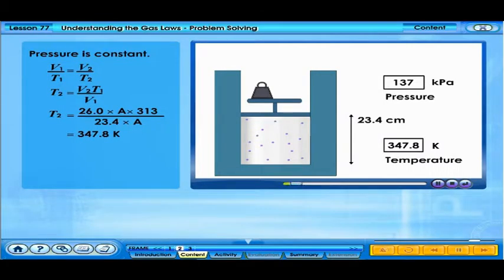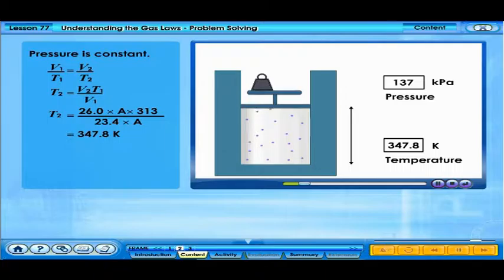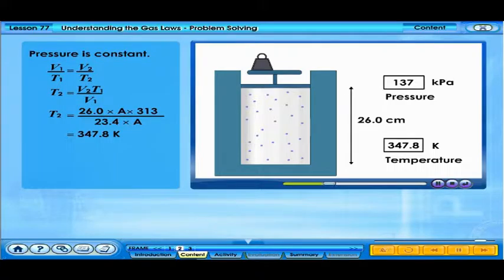Pressure is constant. V1 over T1 equals V2 over T2. T2 equals V2 T1 over V1. T2 equals 26.0 times A times 313 over 23.4 times A equals 347.